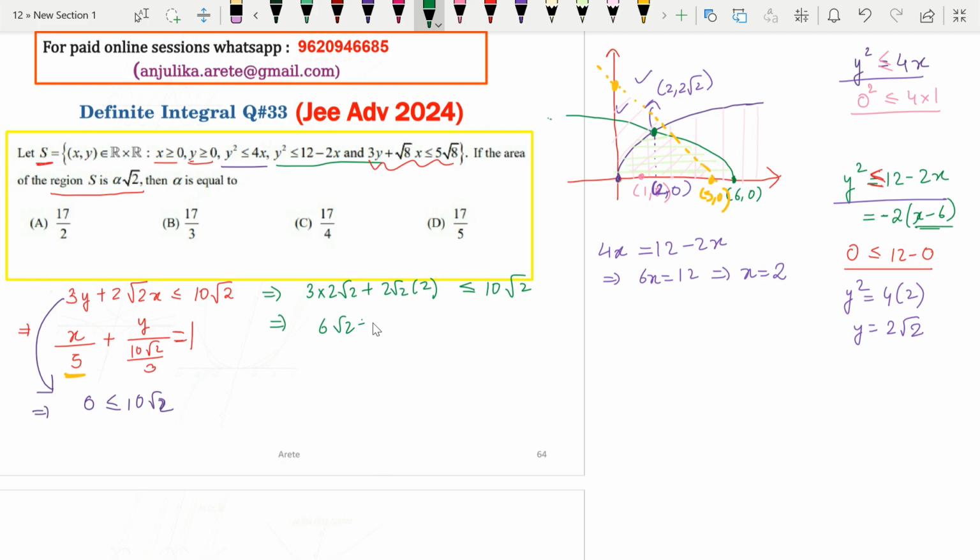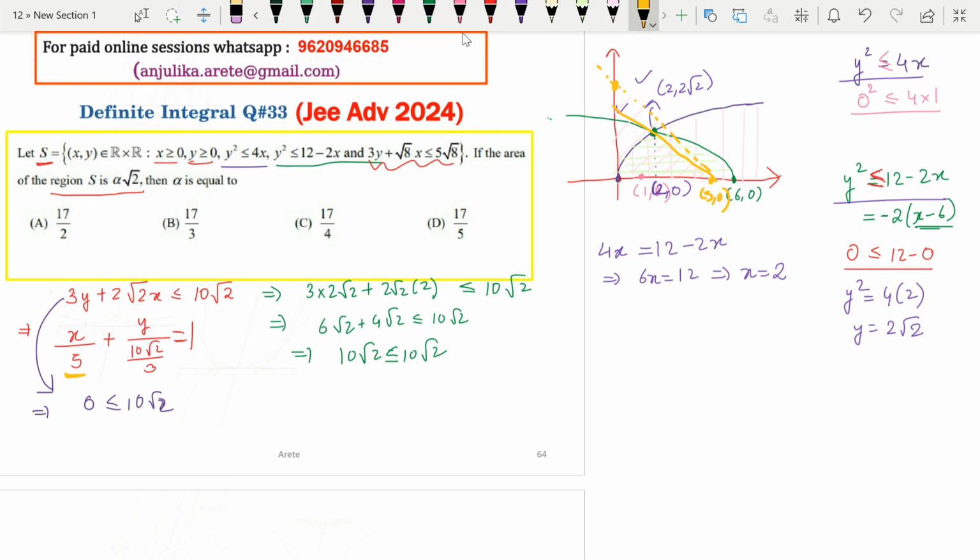So what do I get? 6 root 2 plus 4 root 2. How much is that? Actually, it is equal to 10 root 2. So what does that mean? That means this point lies on the line. So my job is very simple because my line is looking like this actually.